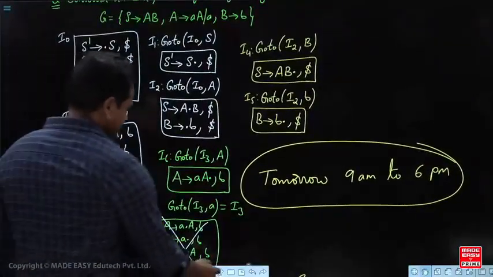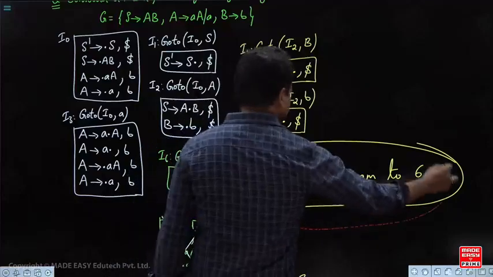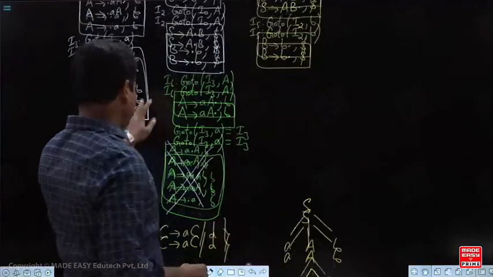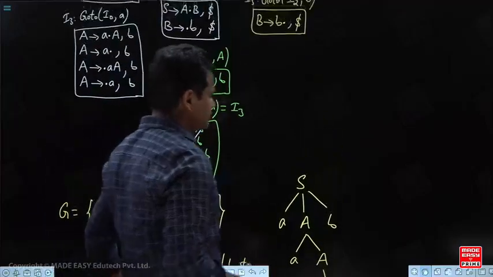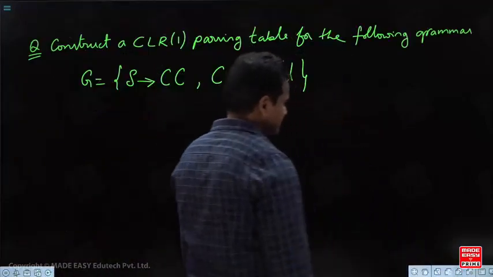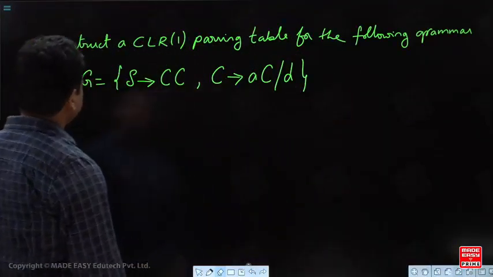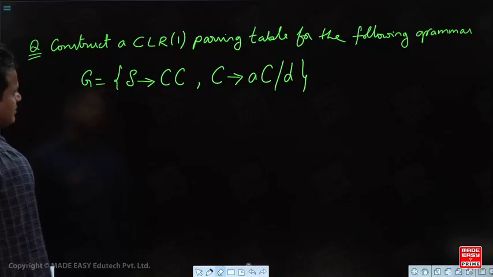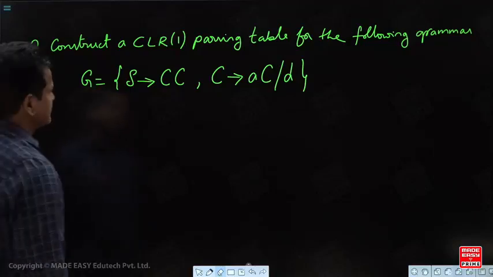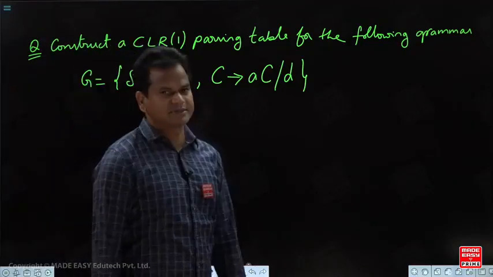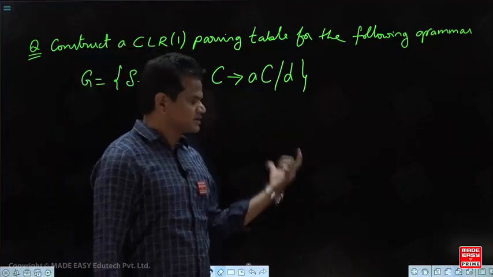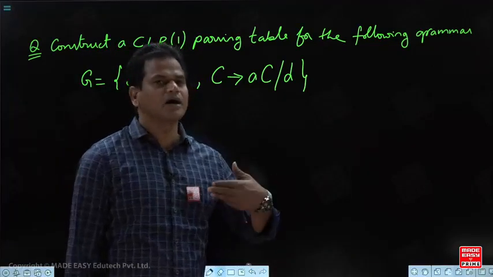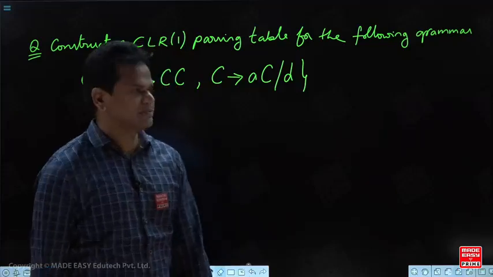Now we do the standard question. This is the standard question. For this standard question, we consider the Parsing table. But as of now, I didn't tell you how to consider the Parsing table. But I told you how to consider the CLR of 1 items, that is LR of 1 items, the canonical set of items. So first you consider the LR of 1 items, then I tell you how to consider the Parsing table.